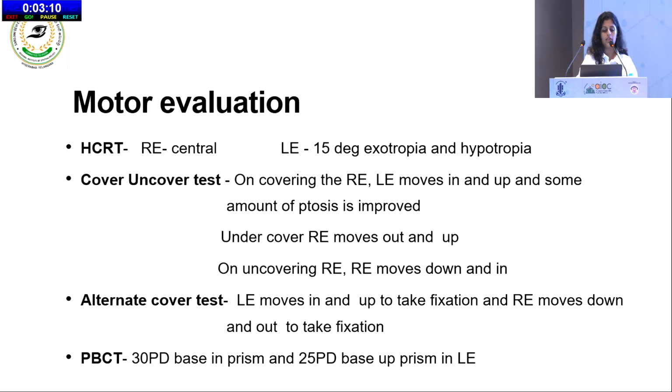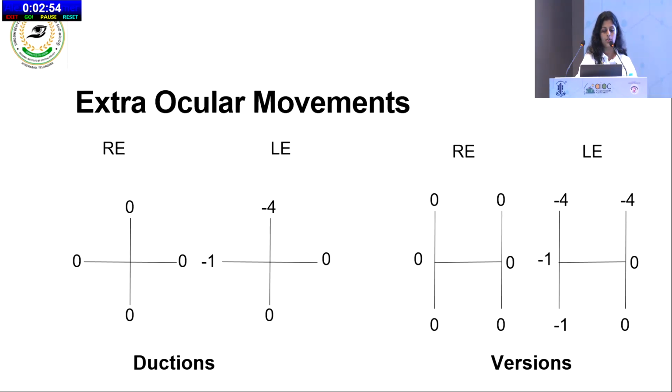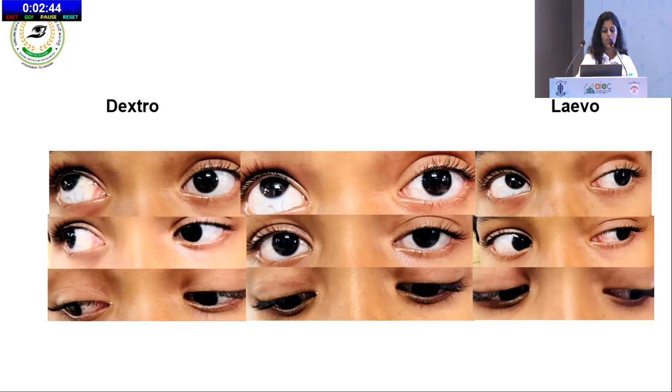Coming to the orthoptic evaluation, left eye showed 15-degree exo and hypotropia, and on alternate cover test, left eye moves in and up to take fixation, right eye moves down and out to take fixation. On prism bar cover test, a 30 PD base in prism and 25 PD base up prism in left eye was kept to neutralize. Extraocular movement showed major limitation in elevation of left eye and also slight limitation in adduction. This is the 9-gaze picture.